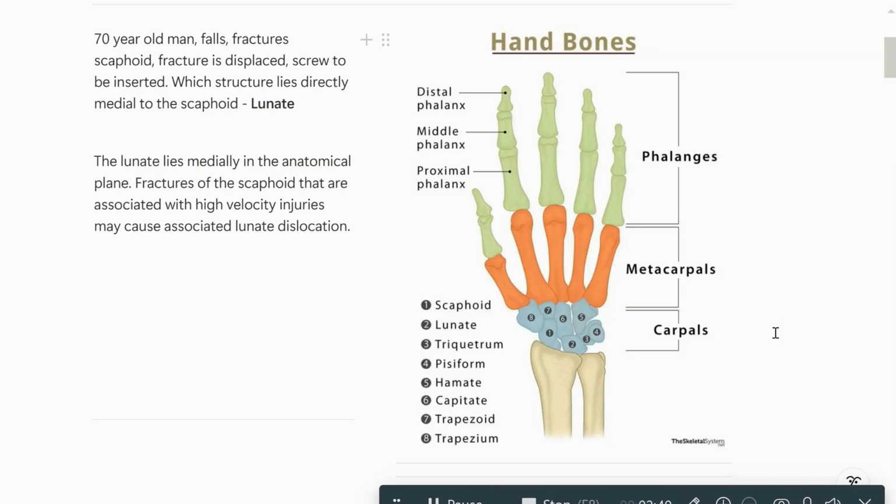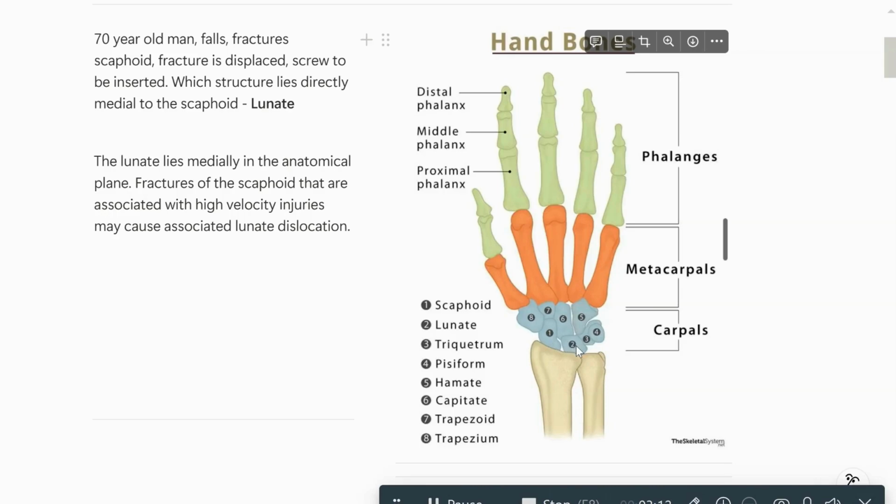So let us go into the detail of this diagram. First of all, we have to define which side is lateral and which side is medial. This radial side is going to be the lateral side and this ulnar side is going to be the medial side. So which structure is medial to scaphoid? This is going to be lunate. This is one point. The second point is that they can give you a reference of lunate and ask what is lateral to lunate. Then your answer will be scaphoid.